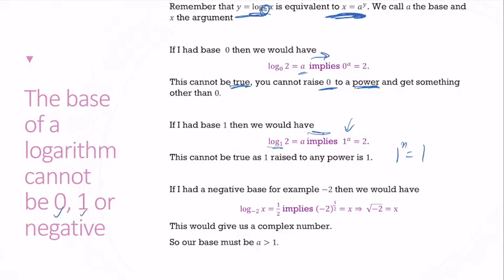Now let's think about if I had a negative base. Let's say I had log base negative 2 of x equals 1/2. Well, this would imply that negative 2 to the 1/2 is some number, which would give me the square root of negative 2 is x. And that's a complex number. And we can't graph complex numbers. We aren't working with complex numbers, right? We're working in the real world. So because of this, our base can't be 0, 1, or negative. And therefore, our base must be greater than 1.